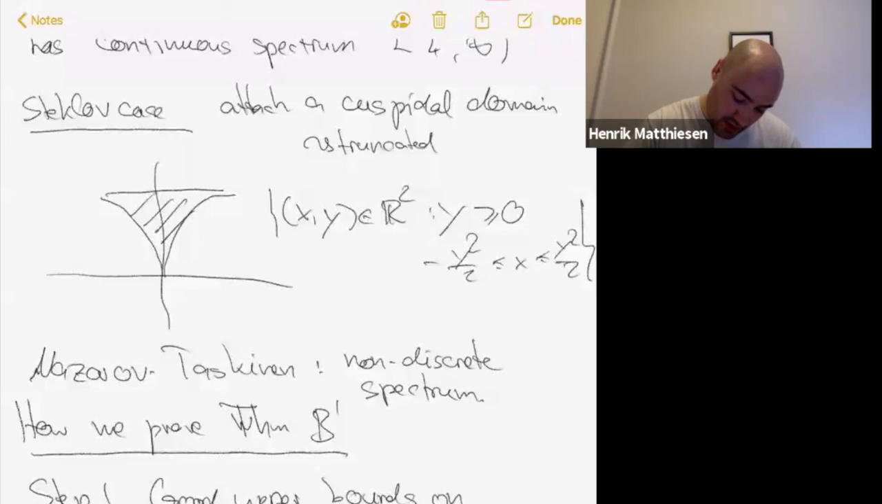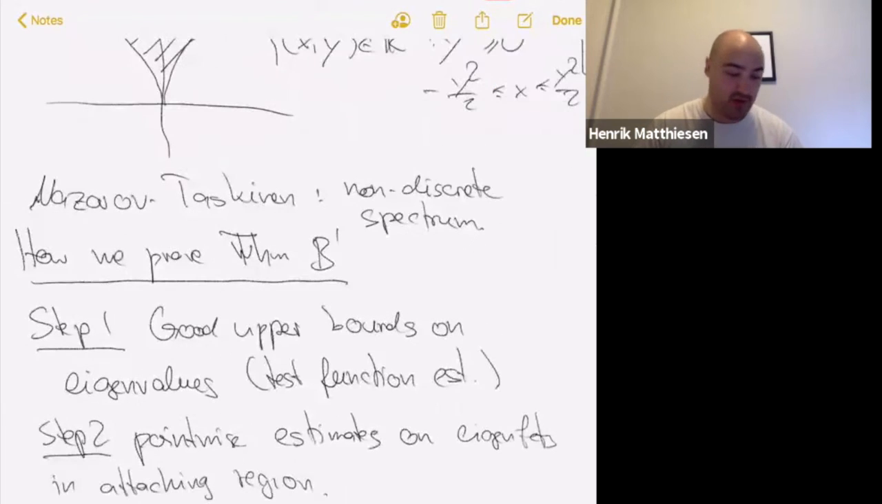So then step 2 is pointwise estimates on eigenfunctions in the attachment region. The estimates at this stage that you obtain are also not terribly hard. It's basically like, the surface you use is compact, and then you have elliptic estimates, and you know how you can use scaling to bring the attachment region to a fixed scale, and then you just get a scale invariant estimate. So also not terribly hard.